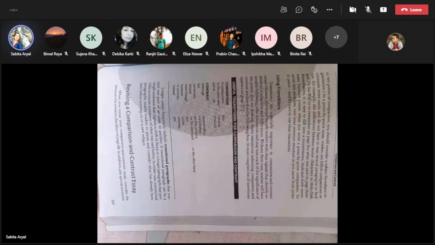Revising a comparison and contrast essay. How can we revise a comparison and contrast essay? When you revise your comparison and contrast essay, जब हामीले comparison contrast essay लाई revise गर्ने काम गर्छौं, consider the items on the revision checklist on page number 68. अगाडि page 68 पल्टाएर हेर्नुहोस्.